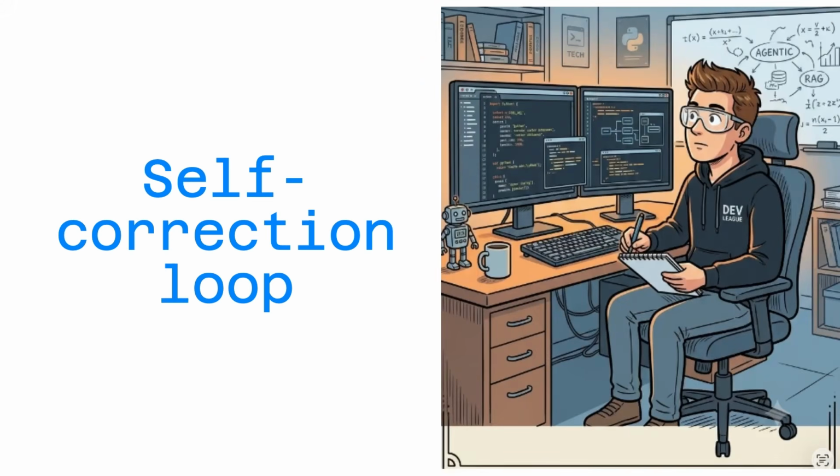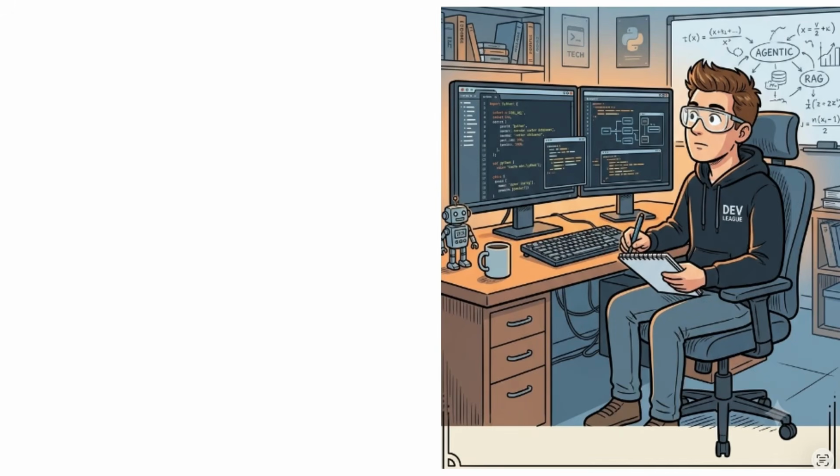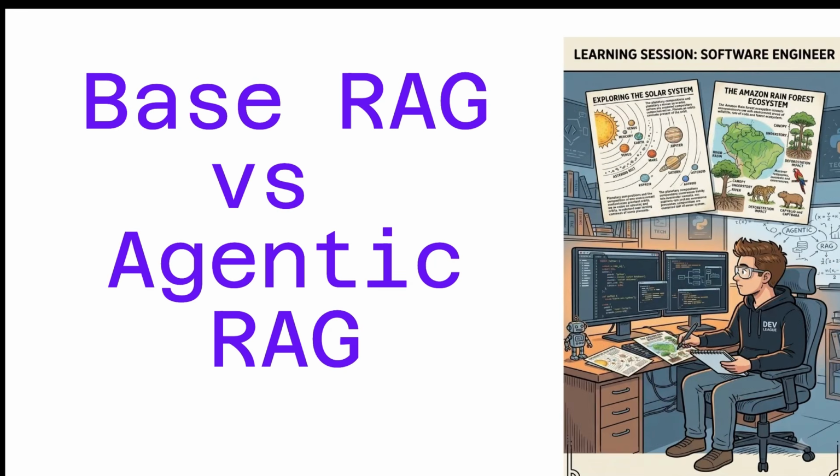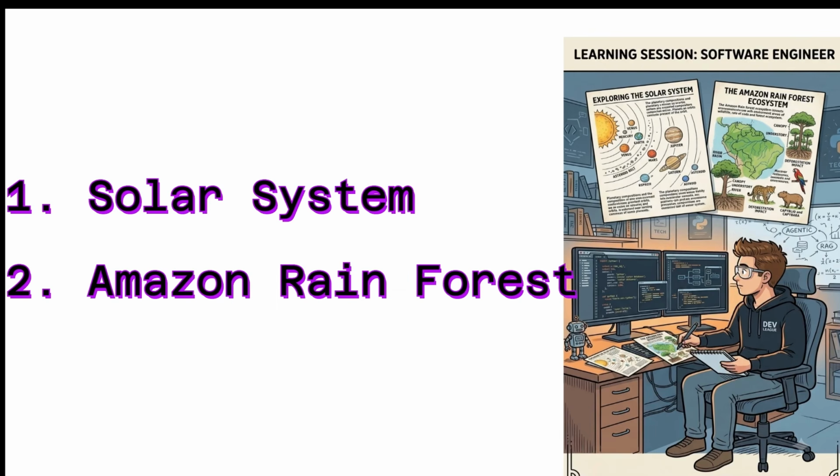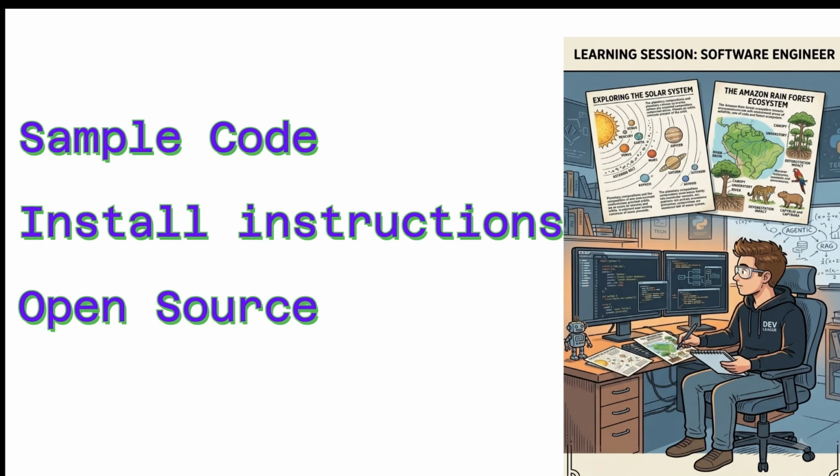Make sure to stick around until the end to see agentic RAG's self-correction loop in action. We'll be comparing base RAG against agentic RAG using two real-world source documents. Plus, I'll provide the sample code and setup instructions so you can run this entire open-source solution locally on your own machine.